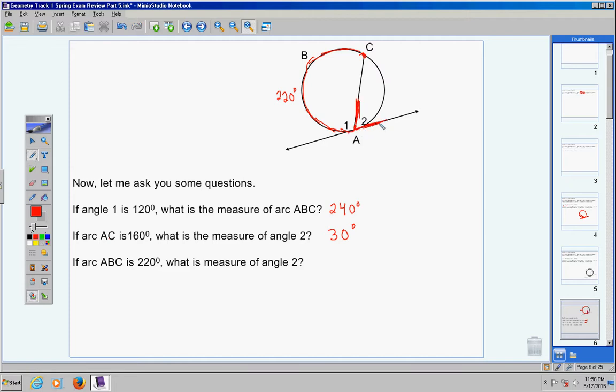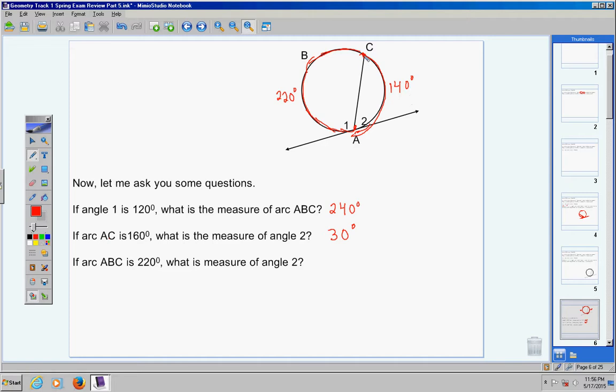There's actually a couple ways to do this. Here's how we're going to do it. We're going to realize that the total distance around a circle when it comes to degrees is 360 degrees. So if from here to here is 220, then obviously from A to C, or C to A, this arc has to be how much? 140 degrees, because 220 plus 140 is 360.